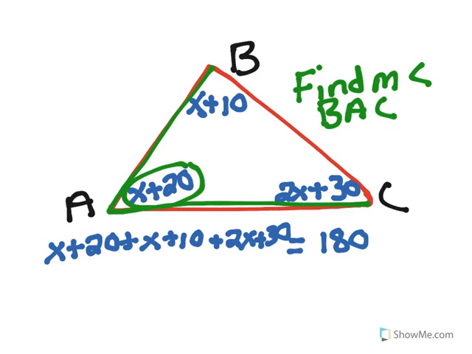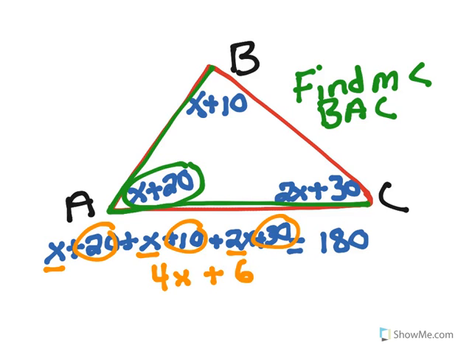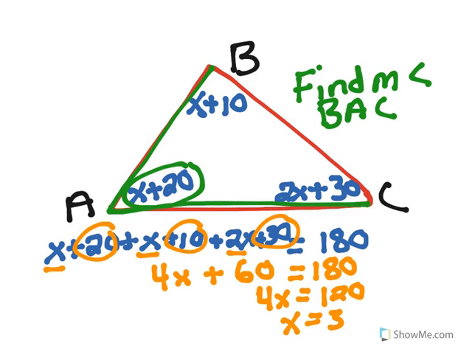Now, hopefully this comes out nice for us, but it's possible it might not. Now I'm just combining like terms. This will be 4x. And then I've got 20, 10, and 30, which will add up to 60, equals 180. And so now I'm going to solve this. I'm going to subtract 60. I get 4x is equal to 120. I divide by 4, and I get x is equal to 30. Hopefully that wasn't too bad.